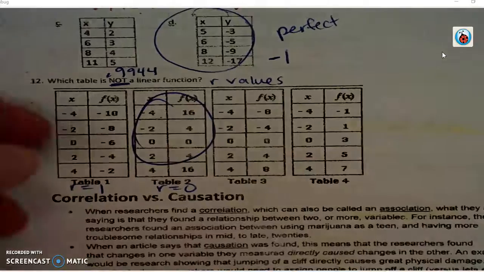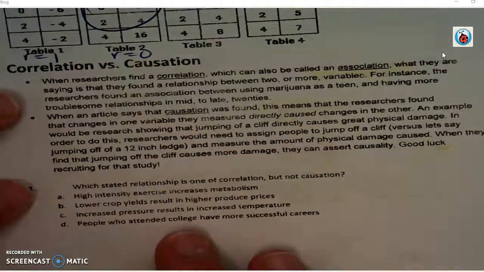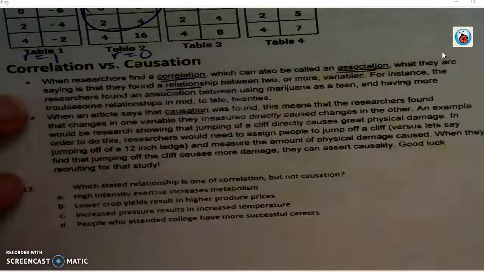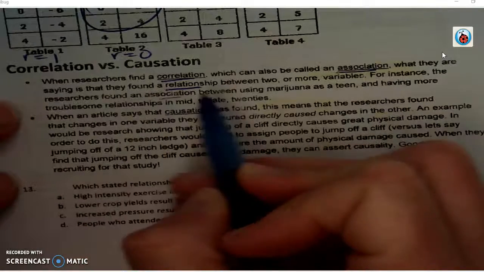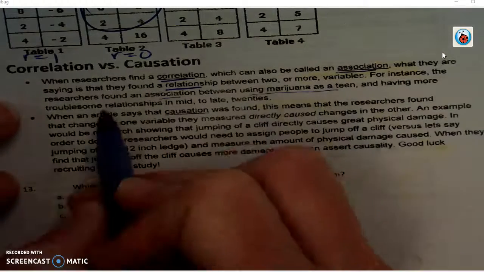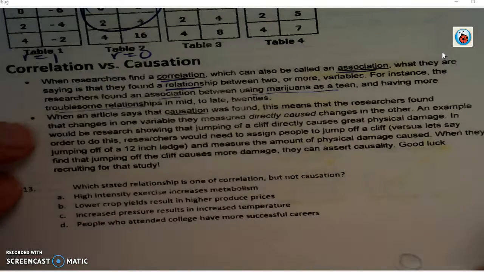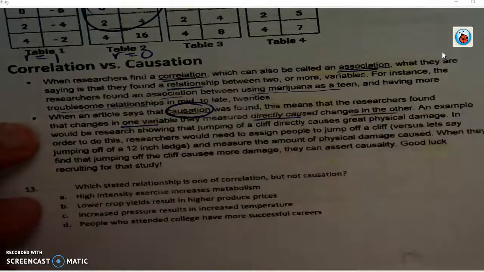All right, last thing we're going to talk about, correlation versus causation. When researchers find a correlation, that's also called an association. What they're saying is that they found a relationship between two or more variables. For instance, researchers found an association between using marijuana as a teen and having more troublesome relationships in mid to late 20s. When an article says causation was found, that means the researchers found that changes in one variable directly caused changes in the other.